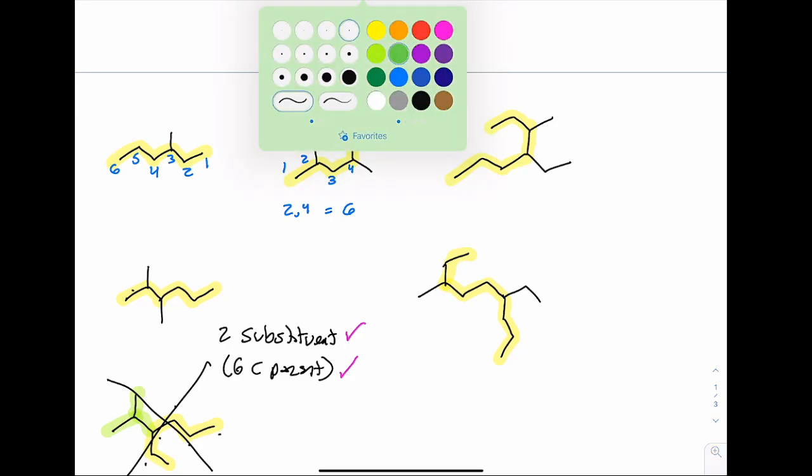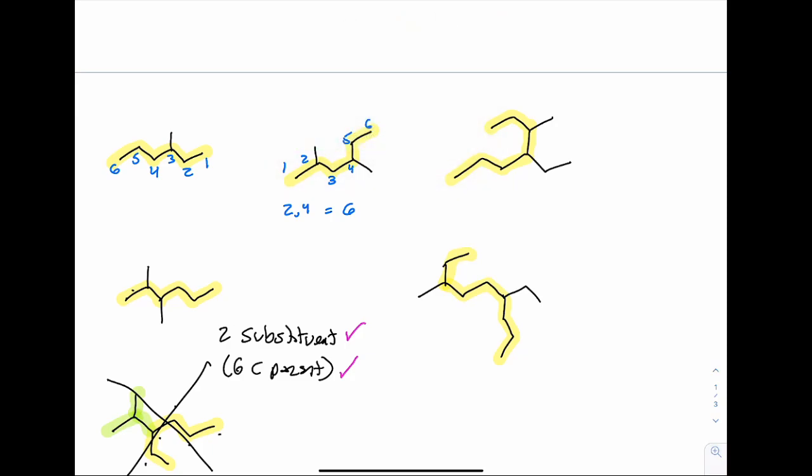If I was to number from the other direction, so the green numbers, 1, 2, 3, 4, 5, 6. So according to these, I have a branch on carbon 3 and a branch on carbon 5. And when I add those together, I get 8. Because 6 is a smaller number than 8, it's the blue numbers that I want. I want the lowest sum. So I'm going to get rid of these green ones.